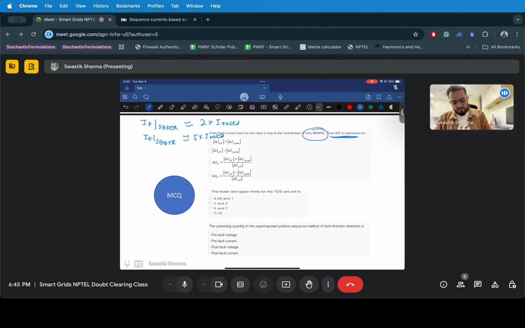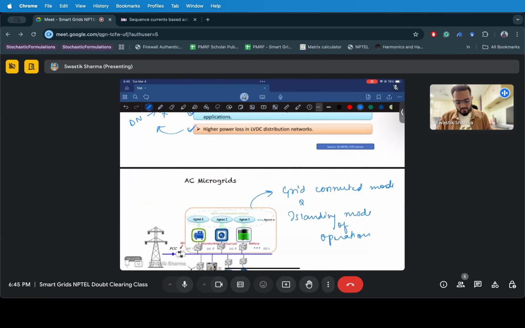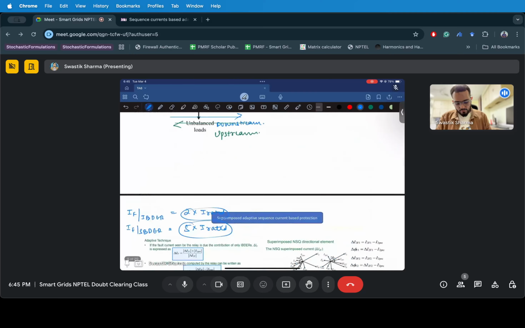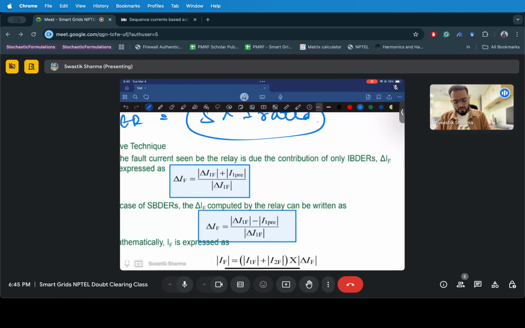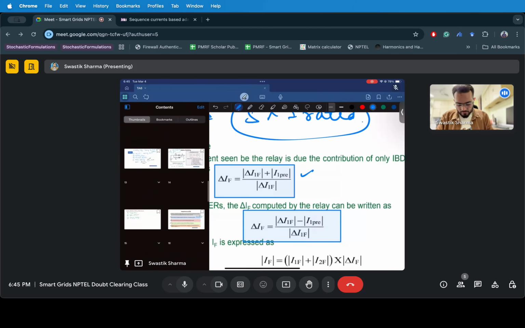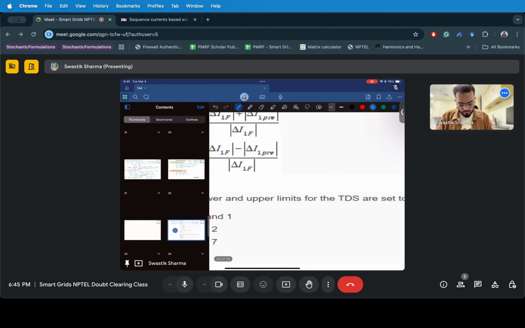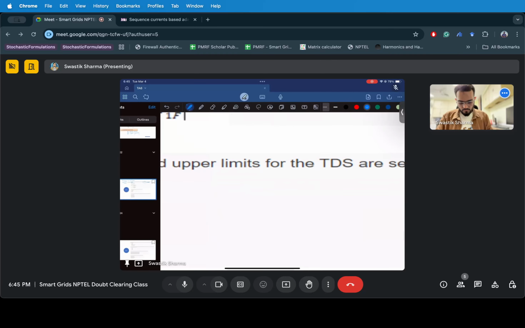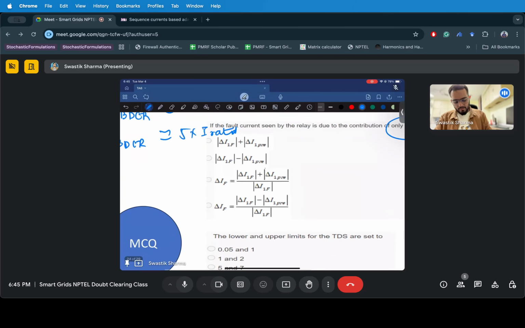So which one of these will be used? I've told you in today's class as well. What we do is we increase per unit for IBDR and we decrease per unit for SBDR. And so the correct answer to this would be, yeah, it would be C, right?